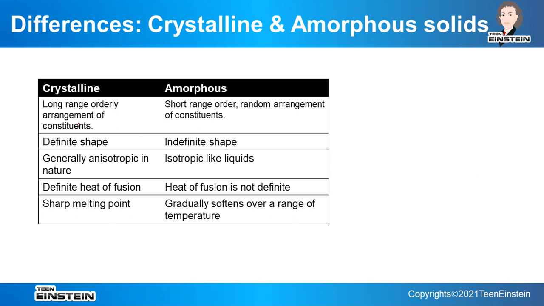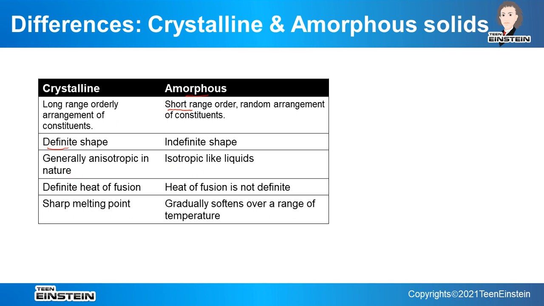Long range orderly arrangement of the constituents. If it is amorphous, there is also some amount of order, but that is not long range, that is short range, and random arrangement of constituents. Fine, so there is no regularity. In crystalline there is definite shape. So when there is regularity, obviously there will be definite shape, and in case of amorphous the shape is not definite. Okay, crystalline is generally anisotropic in nature, but amorphous is isotropic.